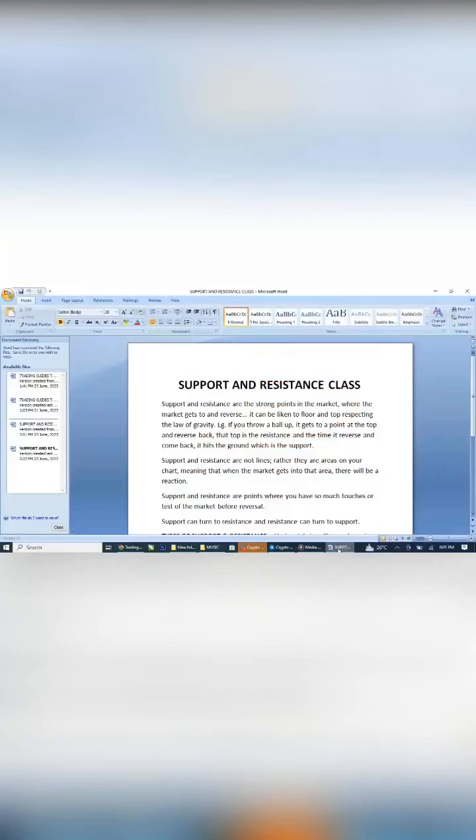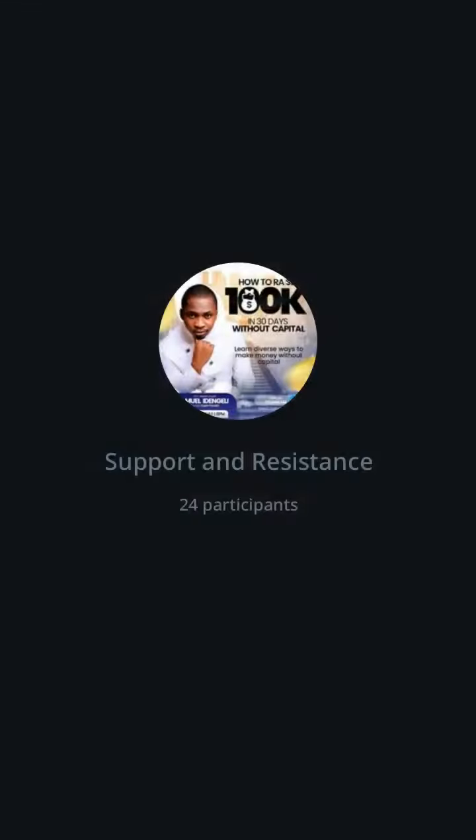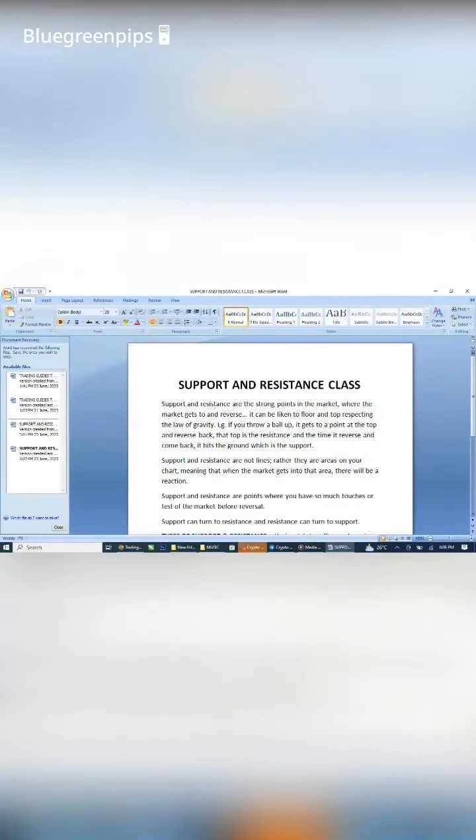Okay, today we'll be looking at support and resistance. I'm going to go through both theory and practical aspect of it. Now, looking at my screen, we'll have support and resistance class. If you are able to grab it tonight, it's going to guide you in trading forex, cryptocurrency, stocks. In fact, anything that has a chart, you're going to trade it with ease if you understand what support and resistance is all about today.